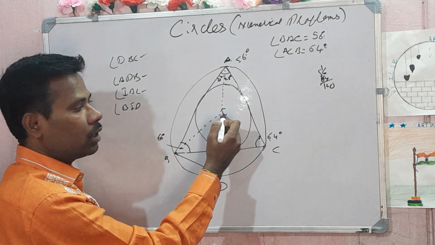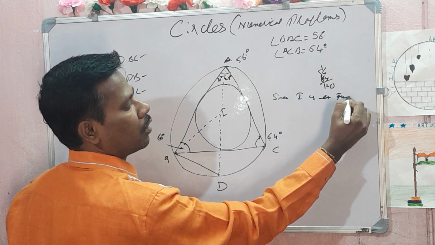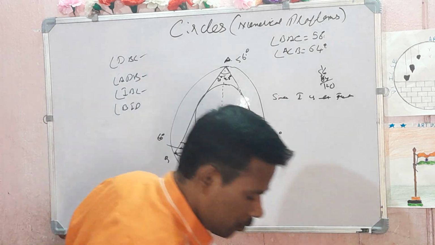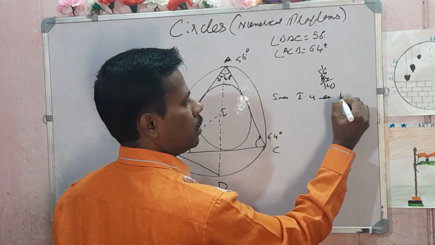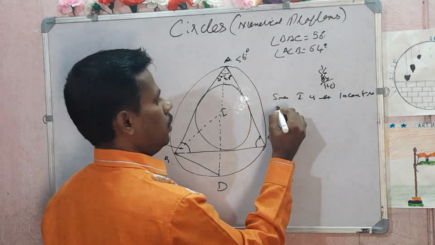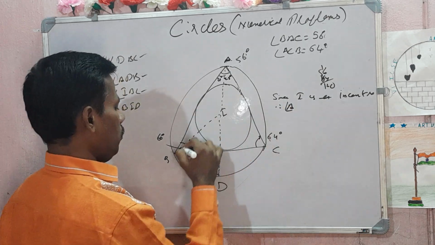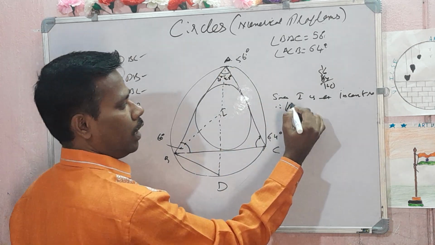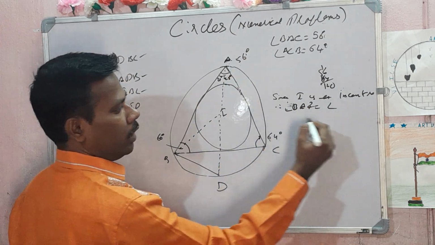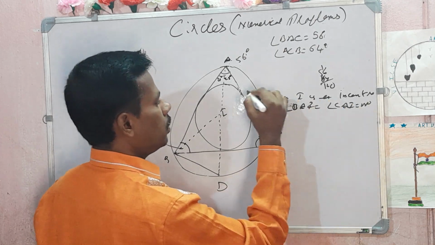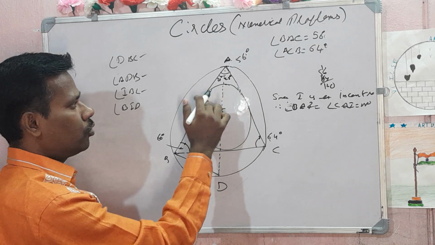Since I is the incenter, it divides the angle. Since I is the incenter, what can you say? Angle BAI, use the three letters formula, angle BAI is equal to angle CAI. Both are equal to 28 degrees, right? So this one, AI, divides the angle into two equal parts.